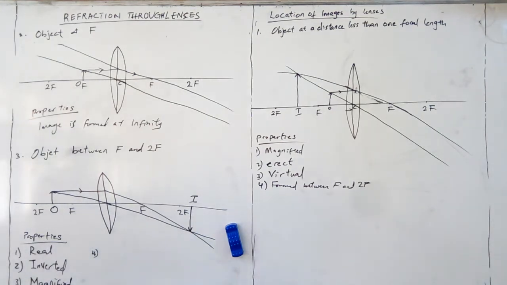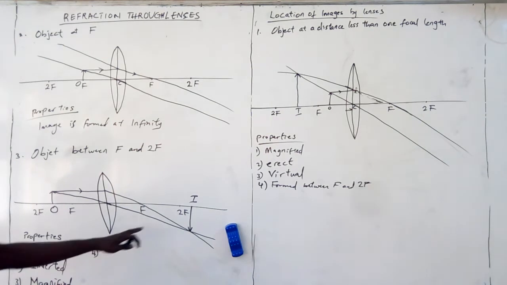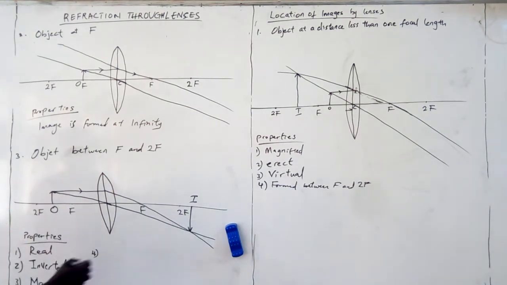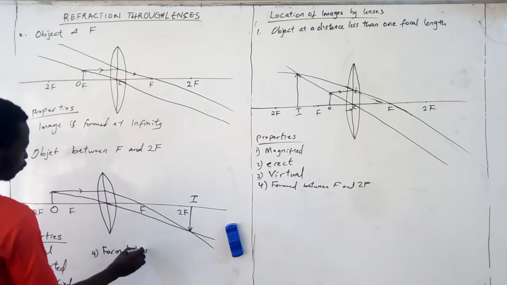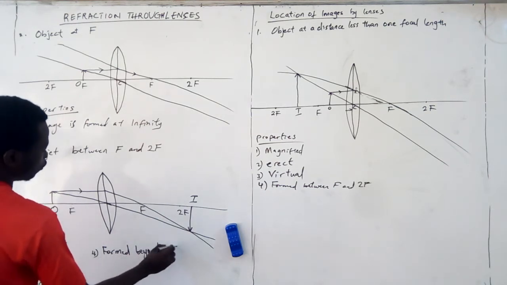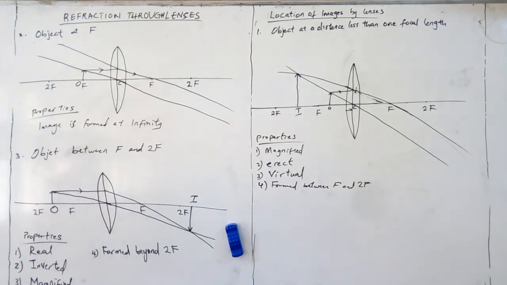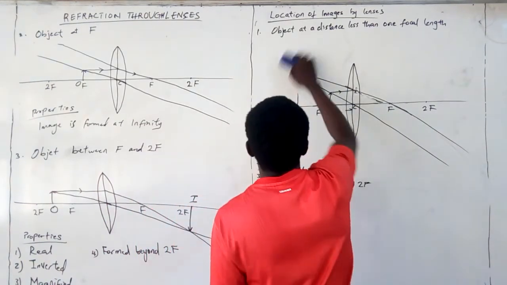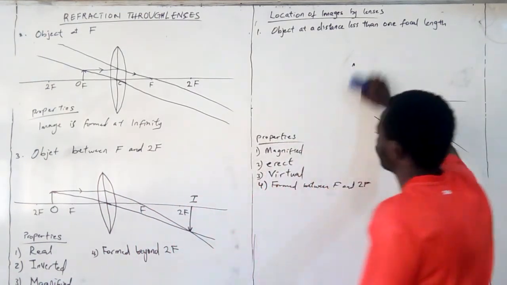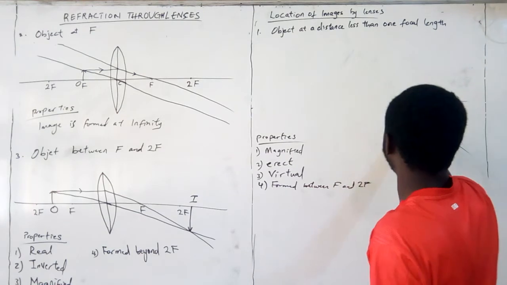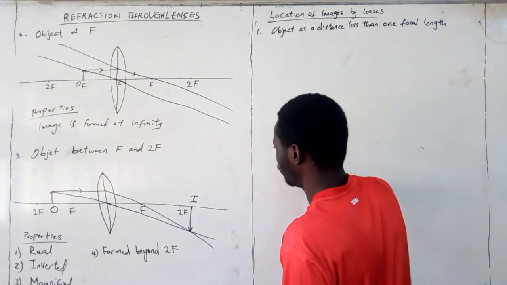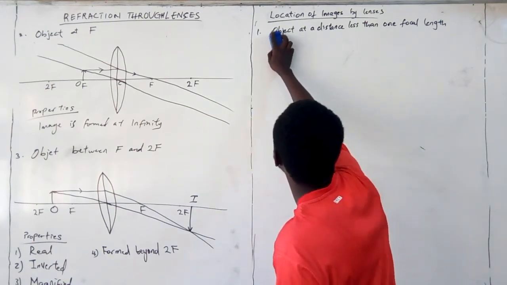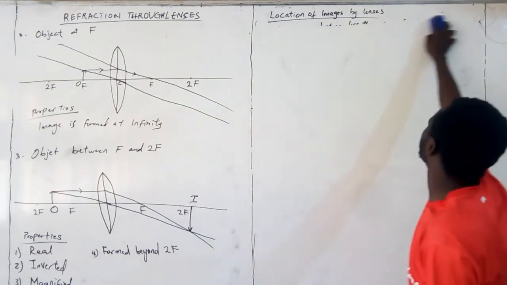Then four, what other property do we have? You can see where the image is formed. The image is formed beyond 2F. So those are the properties of the image formed by an object placed between F and 2F.